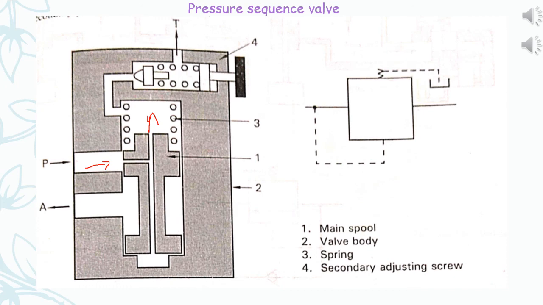So in today's class, we have seen what the pressure reducing valve is. Then by taking a hydraulic circuit, we compared the pressure relief valve and the pressure reducing valve. Then we have studied what a pressure sequence valve is. And in the next class, we will study the remaining pressure control valves.